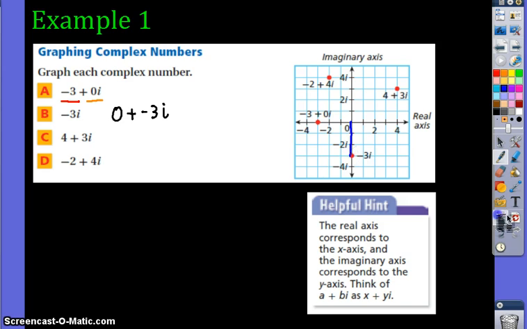On example C, we have a real part and an imaginary part, so we would go 4, that's positive 4, so we go right 4, and then we would go up 3, because it's a positive 3i. So there we wind up with point C. And then lastly, point D, -2 plus 4i. -2 means we would go left 2 on the real axis, and then for 4i we would go up 4 on the imaginary axis. So there's our fourth point, D.